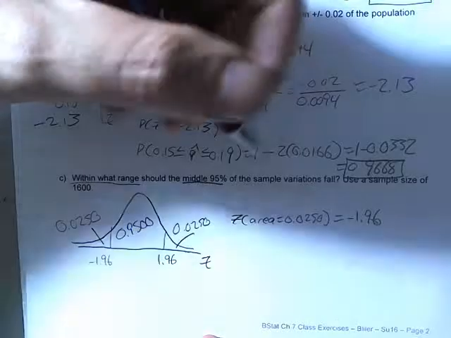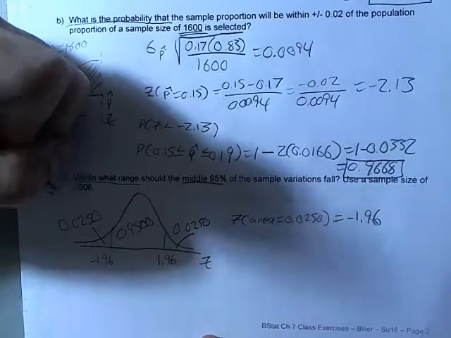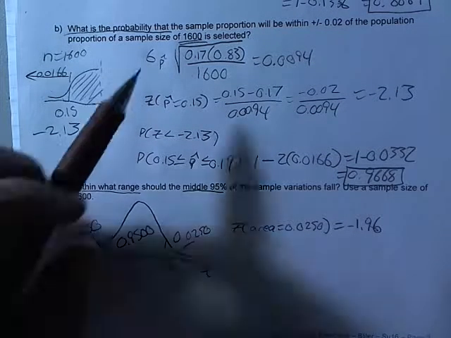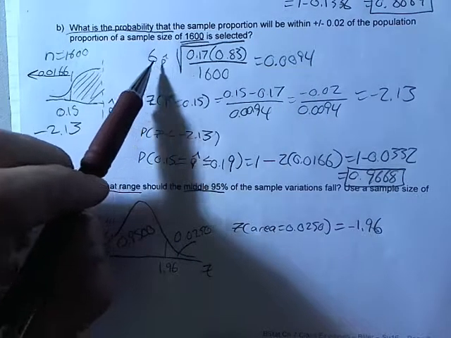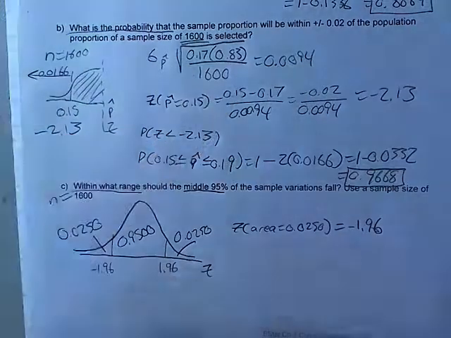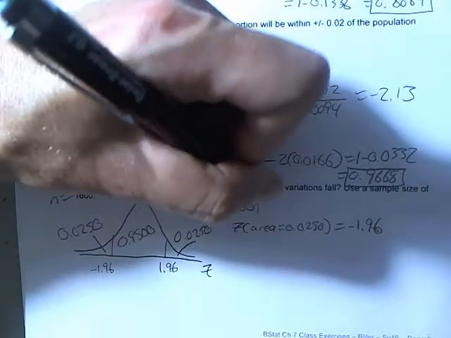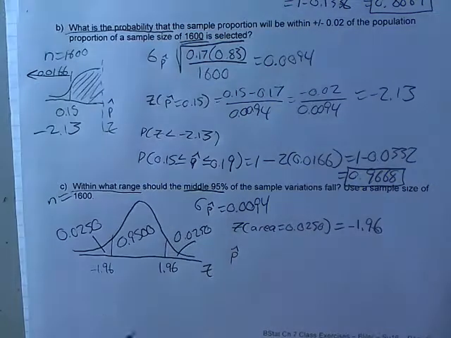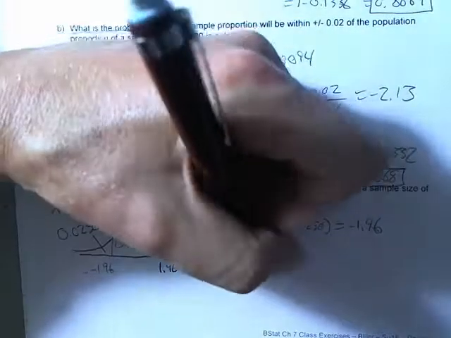So almost got this one solved. We'll check our sample size here. In this case, part C is 1600. That is the same sample size as part B, so we can just copy the standard error that we computed from part B, and it will remain the same. So all that is left is to set up our equation to convert from z-value to p-hat.